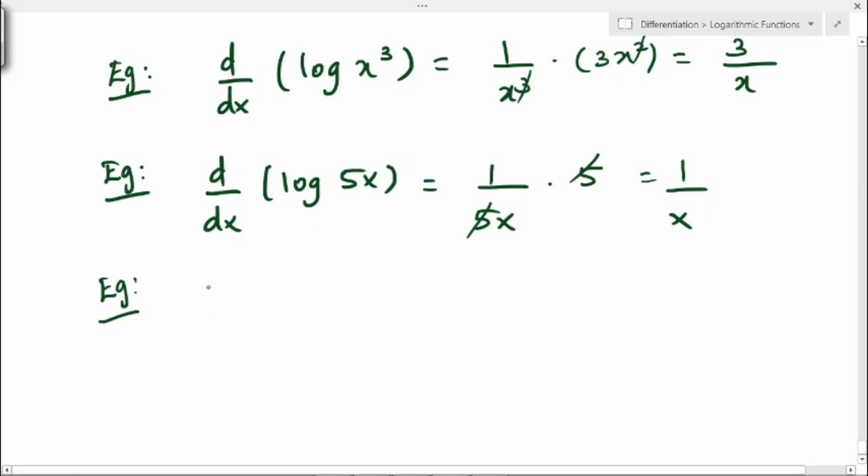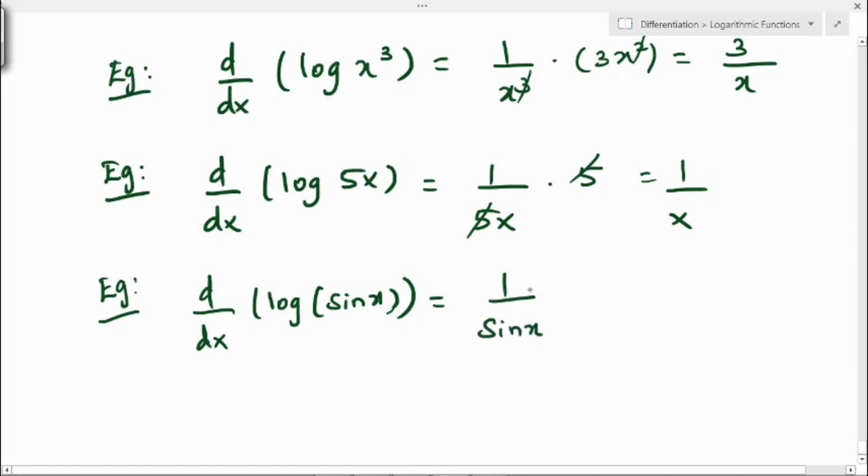Next example, d by dx of log of sin x. Here we have log of sin x. First we have to differentiate the log term and then we have to differentiate sin x. First assume this is log x. What is log x differentiation? 1 by x. In the place of x we have sin x. So 1 by sin x.